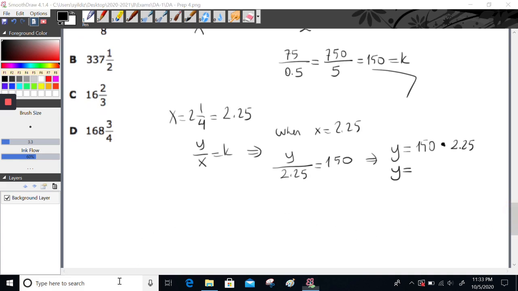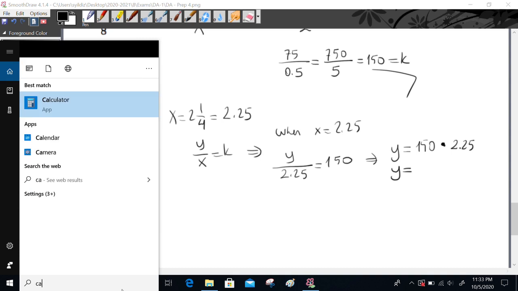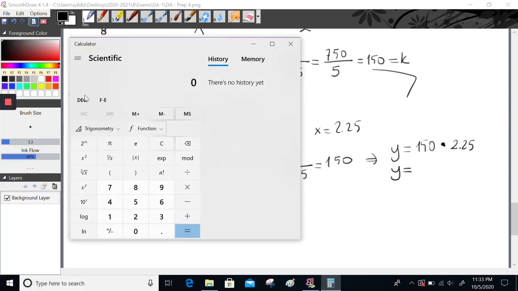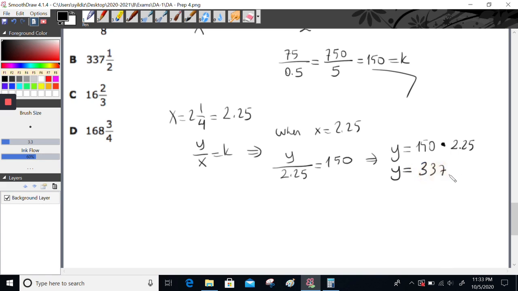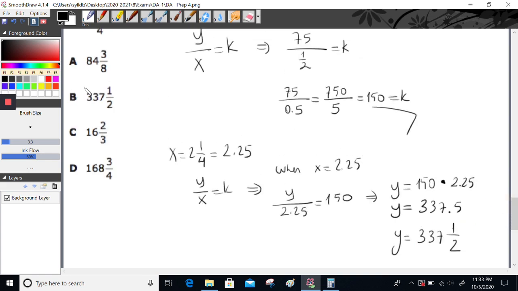Let's use our calculator. Once again, in your STAAR test, you can use your calculator. 8th graders can use the calculator. So 150 times 2.25 is equal to 337.5. And we know that 0.5 is 1 over 2, so the answer is 337 and 1 over 2. So the answer is going to be B for this example.